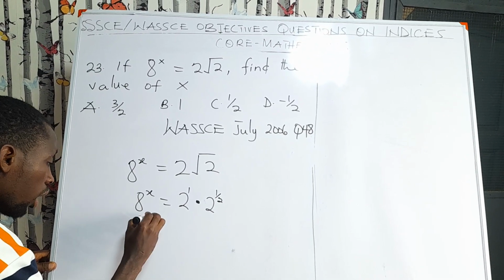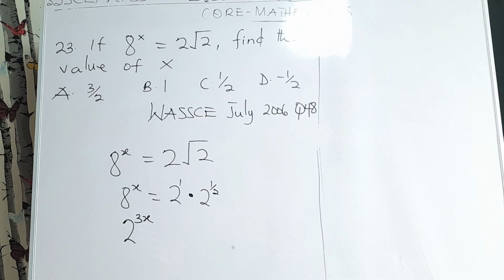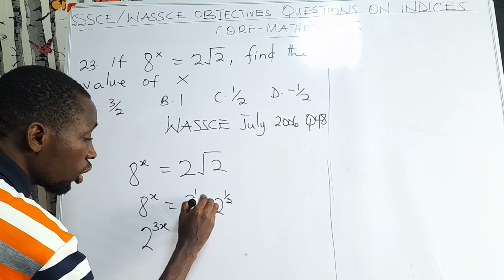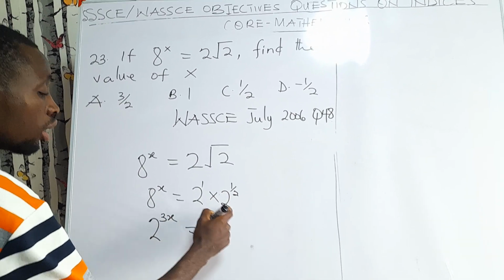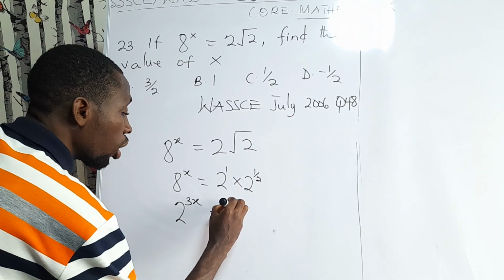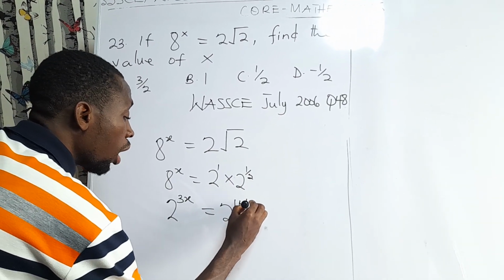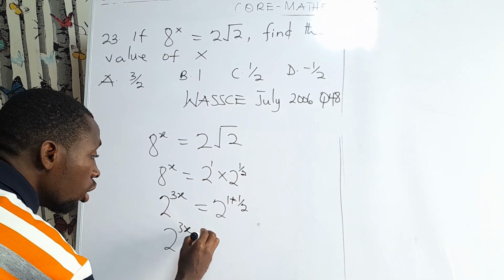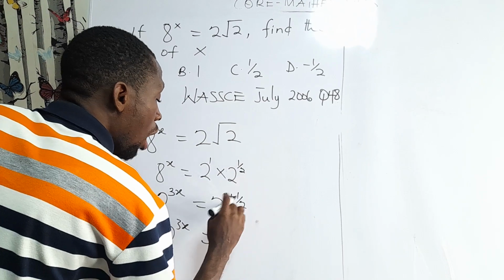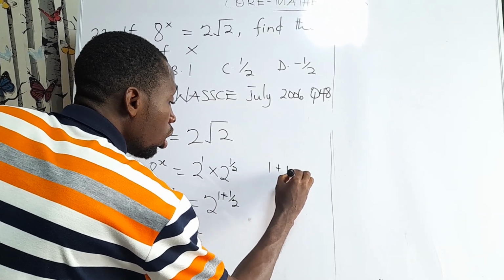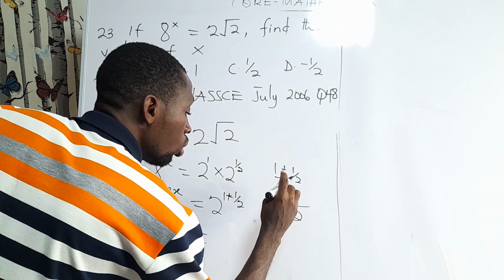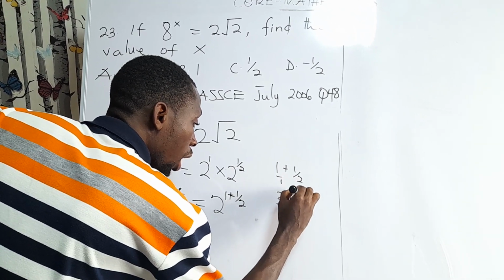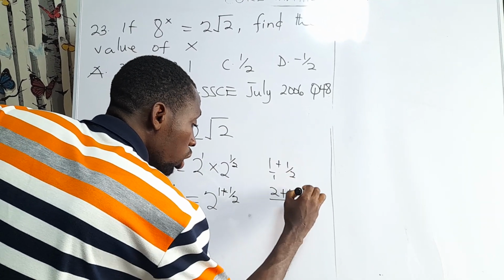So 8 is 2 exponent 3, so 2 exponent 3x will be equal to, now they are multiplying. Since they are multiplying with the same base, we can add the exponents. So we have 2 exponent 1 plus half. So 3x will be equal to 1 plus half. See, 1 plus half, this is 1 over 1, so the LCM is 2. 1 goes into 2, 2 times 1 will be 2, plus 2 goes into 2, 1 times 1 will be 1.